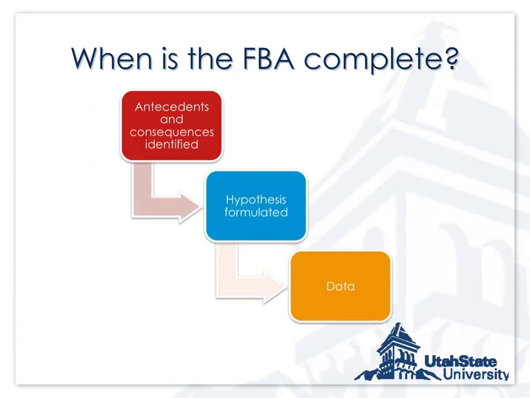The functional behavior assessment is considered complete once you have reliably identified and documented antecedents and consequences responsible for the problem behavior, formulated a hypothesis about the variables responsible for the occurrence of that problem behavior, and have data from direct observation or hypothesis testing to support that hypothesis you've developed.